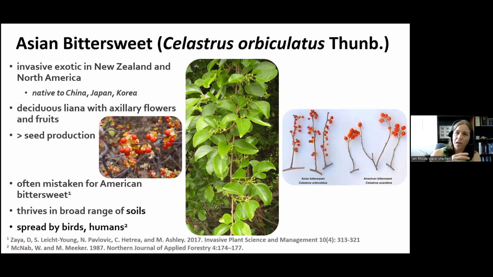Unlike American bittersweet, Asian bittersweet is not very particular about edaphic conditions, so it can go in a broad range of soils. Like American bittersweet, it can be spread by birds, and Asian bittersweet is also spread by humans who make wreaths and then compost those wreaths or put the wreaths out in the trash.